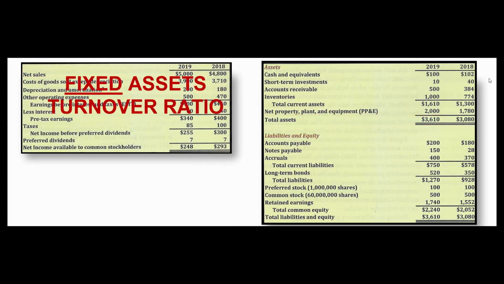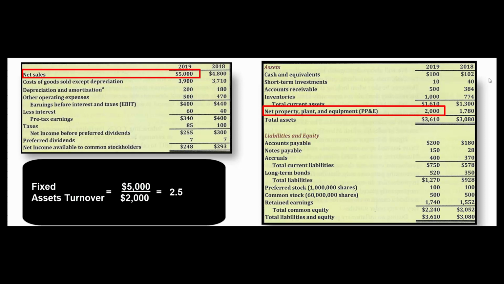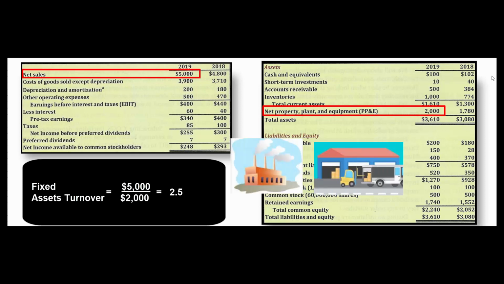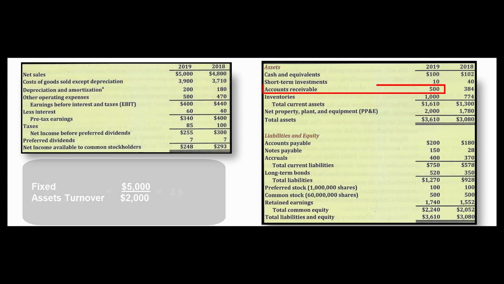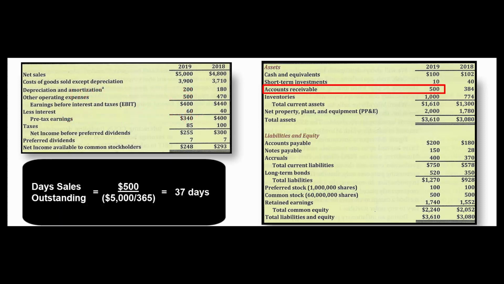Next, same idea, but let's take our sales over our net fixed assets. We'll call this the fixed assets turnover ratio. How are our fixed assets, our factories, our distribution centers, our stores, generating sales? We're looking at asset management ratios. Let's look at how we're managing our accounts receivable. That's an asset. We'll look at days sales outstanding.